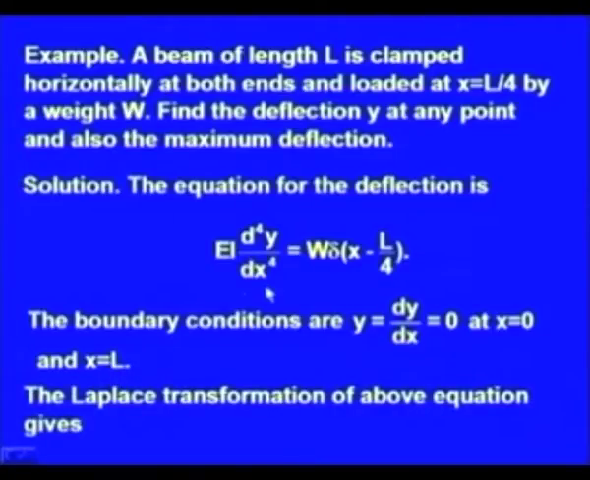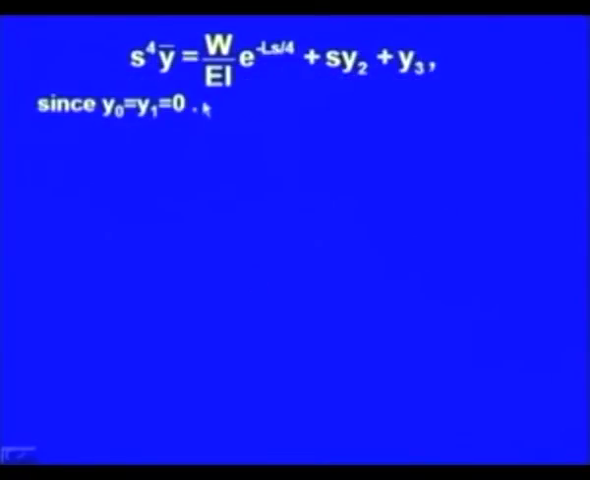When we take the Laplace transform of this equation for the deflection of the beam, we will have s^4 y bar equal to W over EI into e to the power minus Ls by 4, because the Laplace transform of delta(x minus L by 4) gives you e to the power minus L by 4 into s, and then plus y2 s by 2 plus y3, where we have made use of y0 and y1 equal to 0. y1 denotes dy by dx at x equal to 0, y0 is y at x equal to 0, y2 is y double dash at x equal to 0, and y3 is y triple dash at x equal to 0.